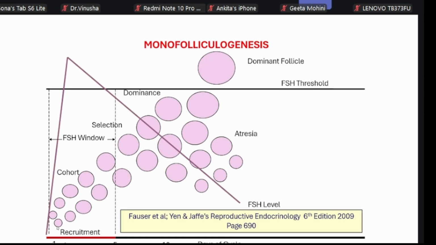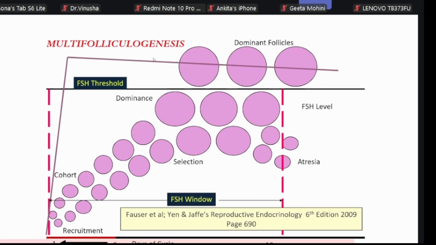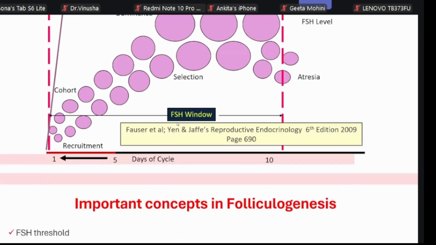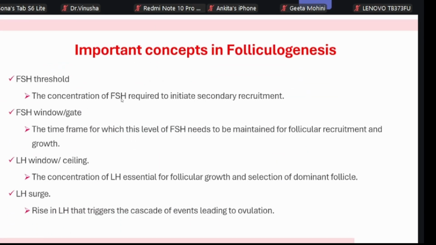The same concept: whenever there is a single dominant follicle, it is monofolliculogenesis. In IVF, we recruit multiple follicles, multifolliculogenesis. So the important concept here is the FSH threshold. We have to surpass the FSH threshold to initiate the secondary recruitment. And the FSH window means the time frame for which this FSH needs to be maintained for follicular recruitment, which we meet by giving exogenous gonadotropins in high dose.